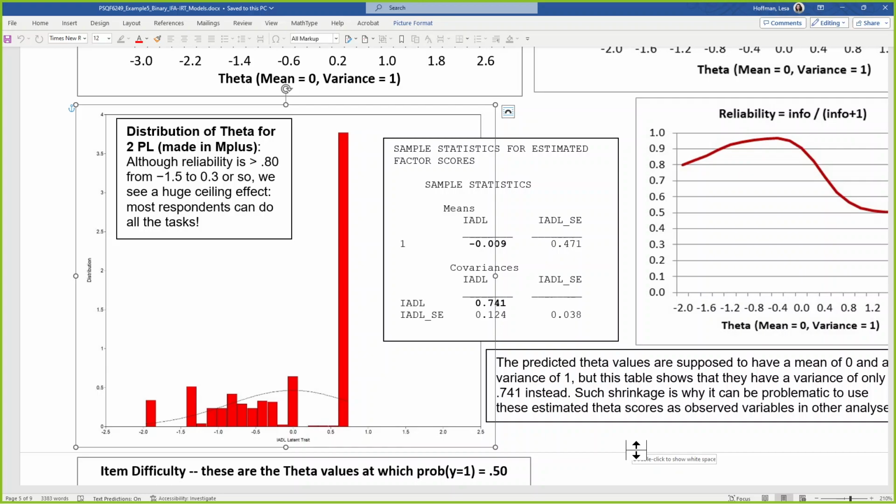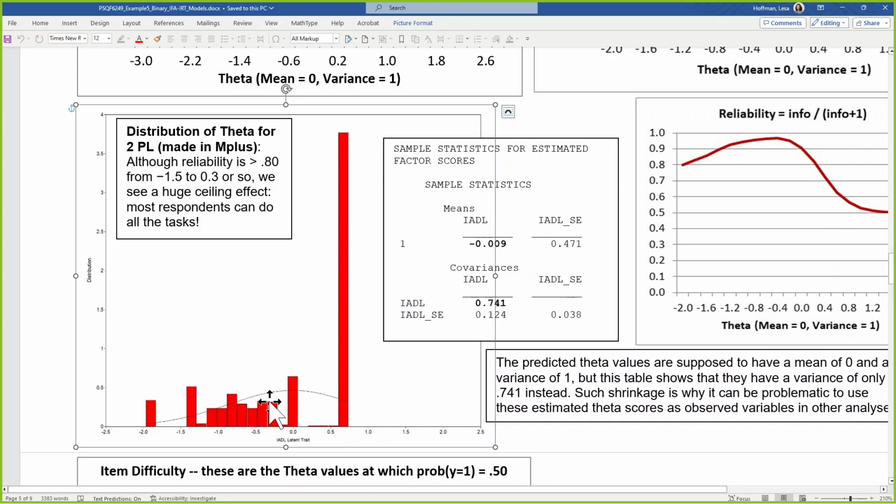There is no universe in which these people who all can do everything are going to spread out with this test. It's a function of the instrument itself. So IRT can't save a bad set of items. It's not magic. And neither can factor analysis for that matter.